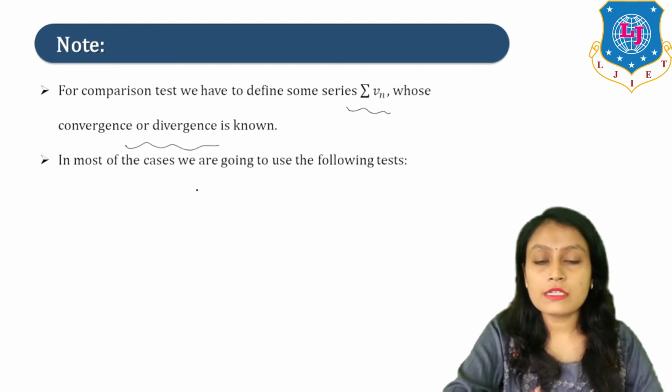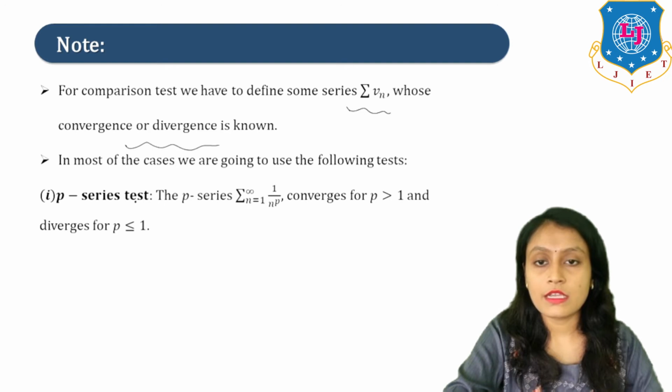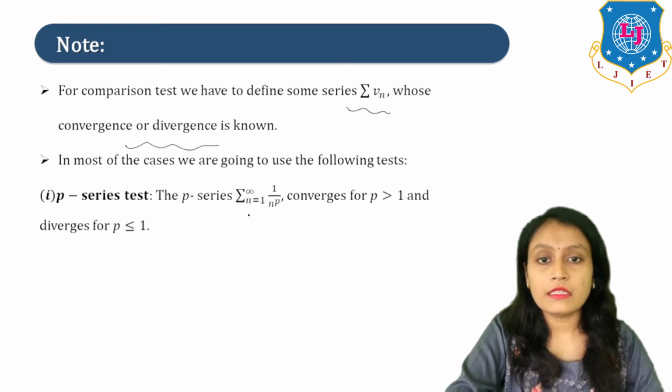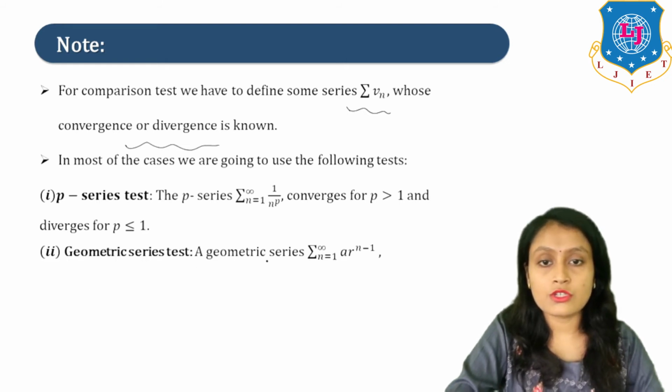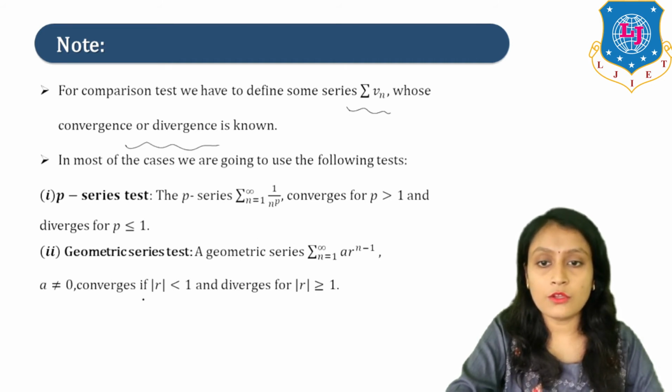Next, in most cases, we are going to use the following tests. First one, the p series test. So to check whether the series Σvn is convergent or divergent, we will apply these two tests. First one is the p series test. We know that the p series converges for p greater than 1 and diverges for p less than or equal to 1. And the next one is the geometric series. The geometric series is given by Σ a r^(n-1), where a is not equal to 0. This series converges if |r| is less than 1 and diverges for |r| greater than or equal to 1. So we will use these two series to solve the examples.